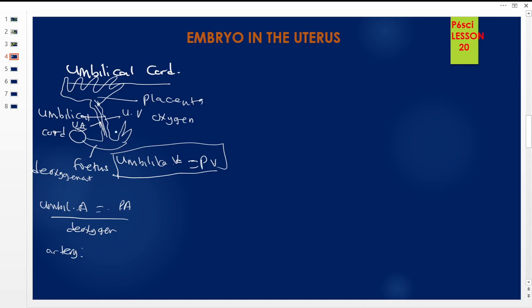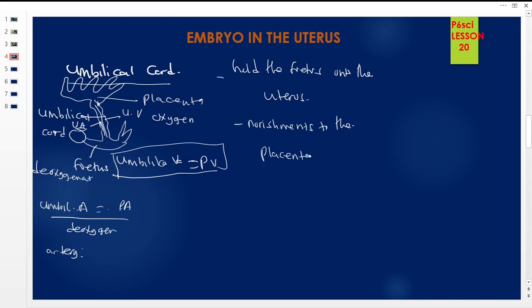Let us continue. So this umbilical cord, it holds the fetus onto the uterus walls, and it transports nourishments to the fetus. So that is the umbilical cord. Now let us go to what we call the placenta.